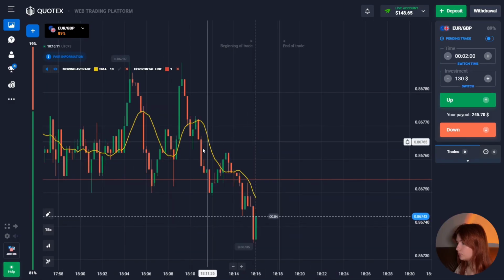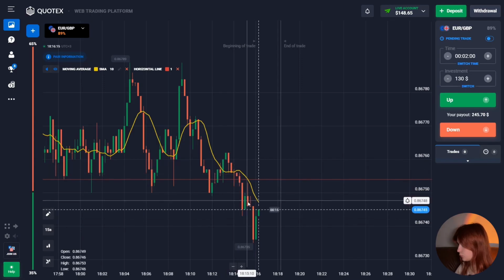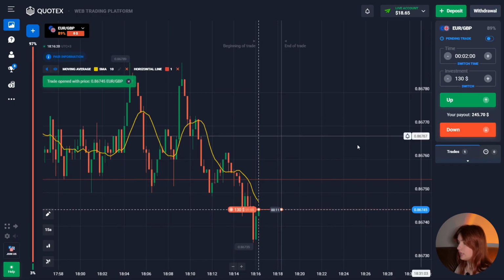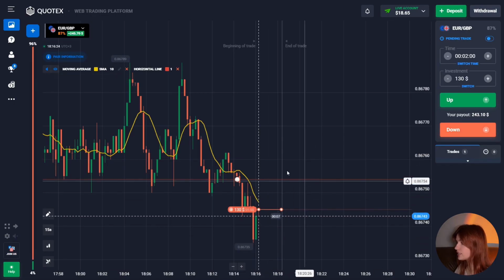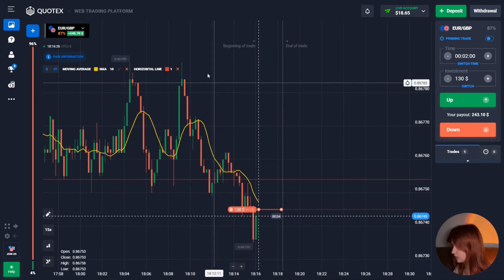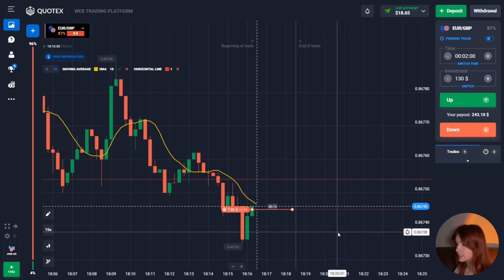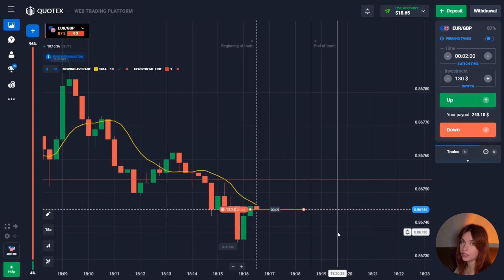Okay, guys, so we have a breakout of the support level and the price goes below the moving average, so we will open a deal to go down because, guys, I think that the price will continue to move down. We also see that the new price high is lower than the previous one, which gives us a hint that the price still has potential to go down. So let's just watch the chart and see how this deal will close.